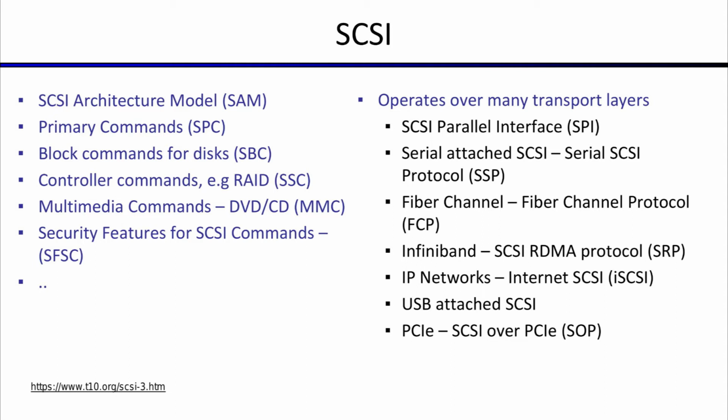Then SCSI in itself was available as a parallel interface originally, but as things developed, there is serial SCSI, which is serial attached SCSI, which is the more prevalent one used now. And then you can also have SCSI that goes outside of your motherboard connection. There's fiber channel protocol, so SCSI over fiber channel. There's InfiniBand, which is another transport level protocol on the network. There are IP networks, which is what we know as TCP/IP, and that is internet SCSI. So when SCSI goes over the internet as a transport layer, that's what iSCSI is.